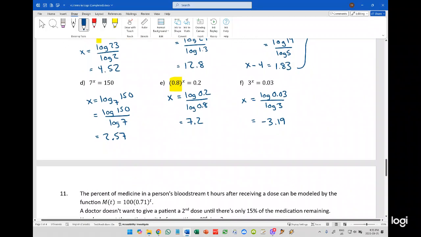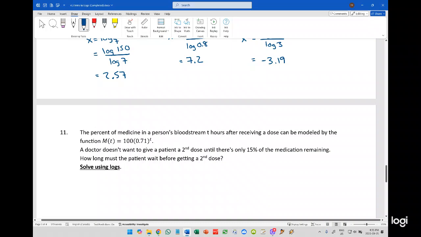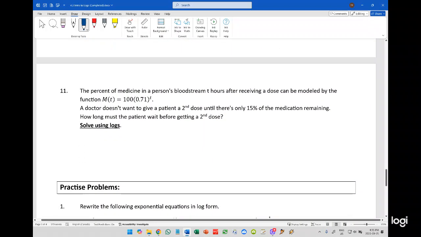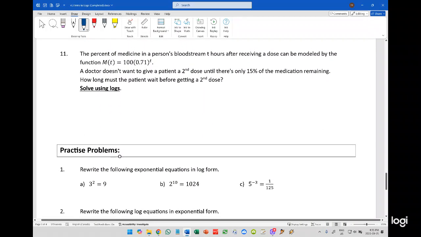So at this point, let's go back to a question that may look familiar to you. The percent of medicine in a person's bloodstream t hours after receiving a dose can be modeled by the function m(t) = 100 times 0.71 to the exponent t. I feel like we've seen this before, possibly earlier in the lesson. A doctor doesn't want to give a patient a second dose until there's only 15% of medication remaining. How long must the patient wait before the second dose?